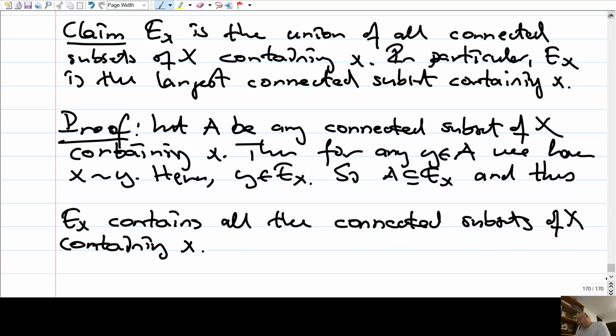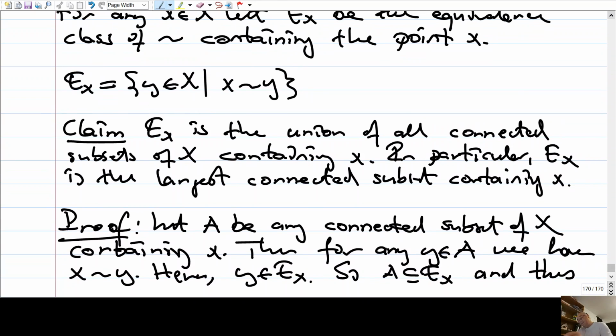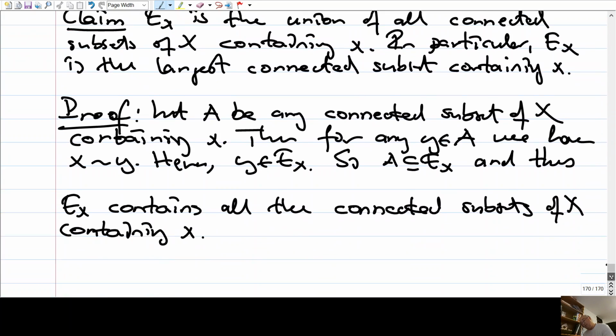We define EX as the equivalence class containing X, the equivalence class being that two points are called equivalent if there's a connected set containing both of them. And here we claim that EX, the equivalence class of X, actually is the union of all connected subsets of X containing X. In particular, EX is the largest connected subset containing X. So that was our aim.